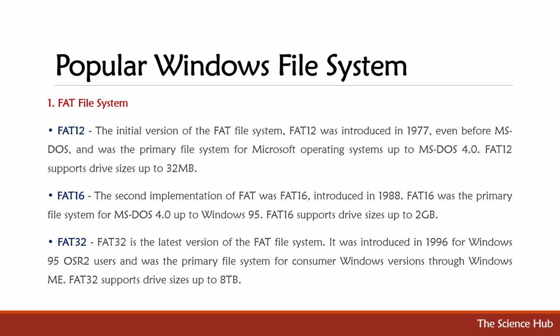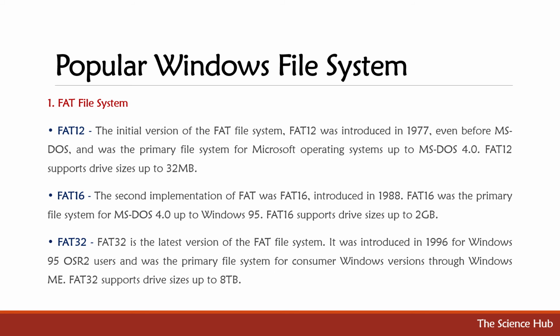Let's see some popular Windows file systems. Number 1, FAT file system. FAT12. The initial version of the FAT file system, FAT12, was introduced in 1977, even before MS-DOS, and was the primary file system for Microsoft operating systems up to MS-DOS 4.0. FAT12 supports drive sizes up to 32 MB.